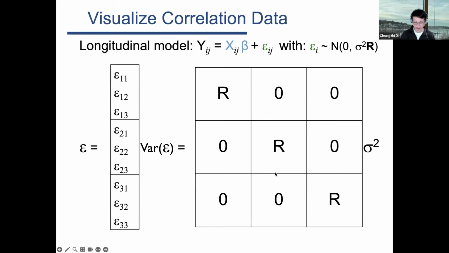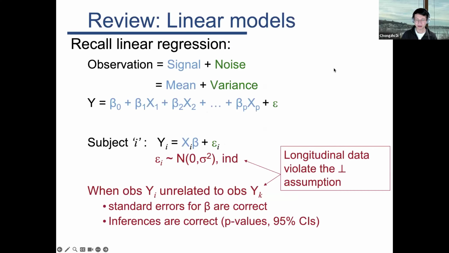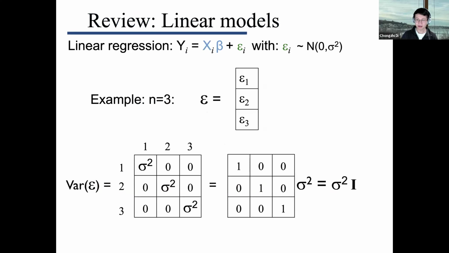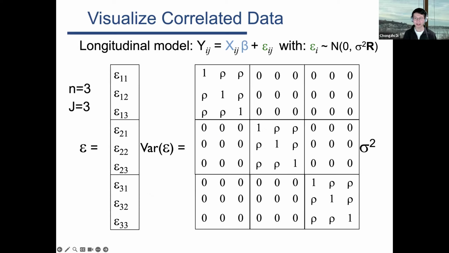So writing in matrix form for this single subject, the error variance would be sigma square times a correlation matrix, with this type of structure. So that was just for one subject.